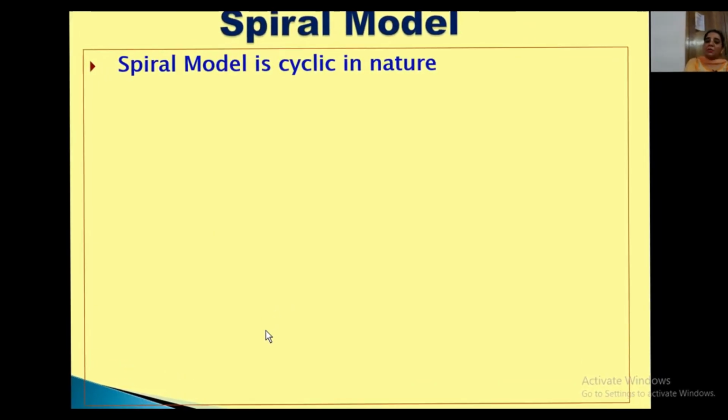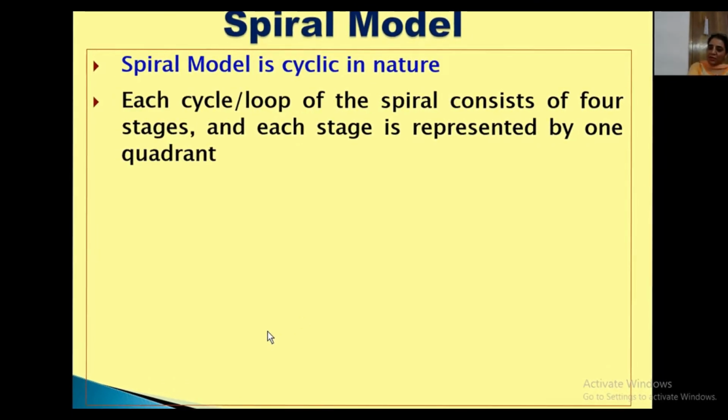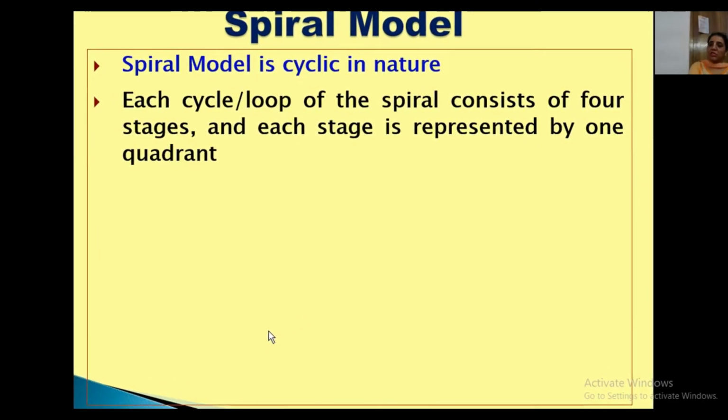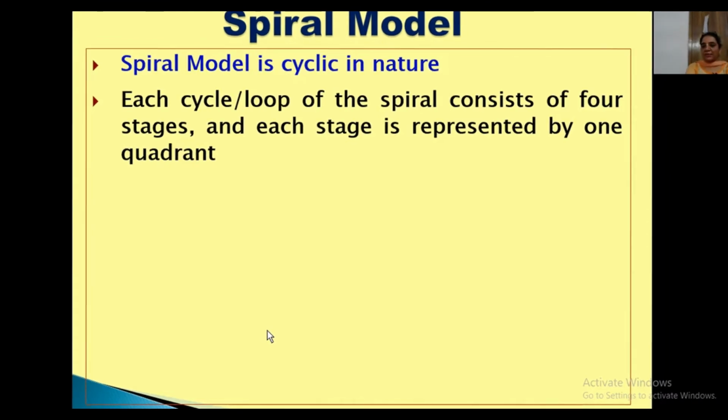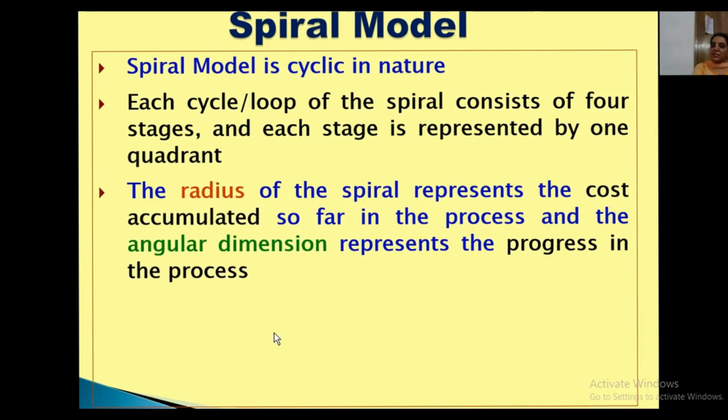So the spiral model is cyclic in nature. It is like the cycle which keeps on going till the time the final product, which is very well developed as per the need of the customer, is not released. Each cycle or loop of the spiral model consists of 4 stages, and each stage is represented by the 1 quadrant. As we have said, 4 quadrants means 4 stages of every cycle or loop.